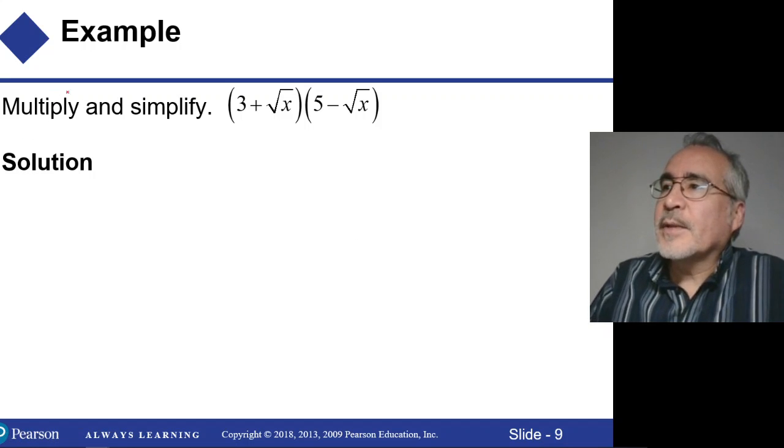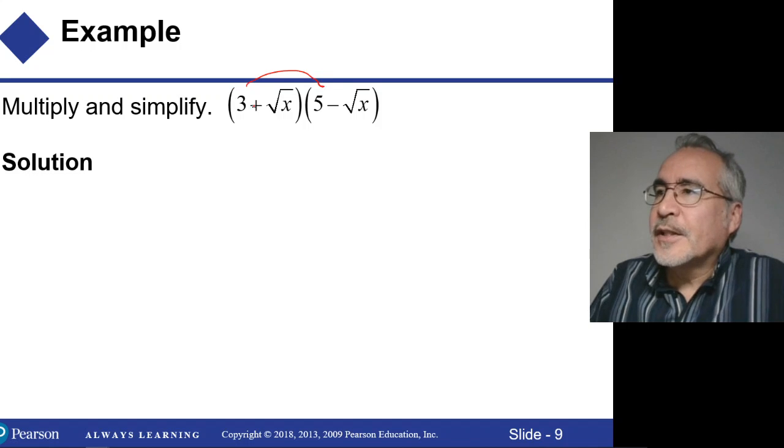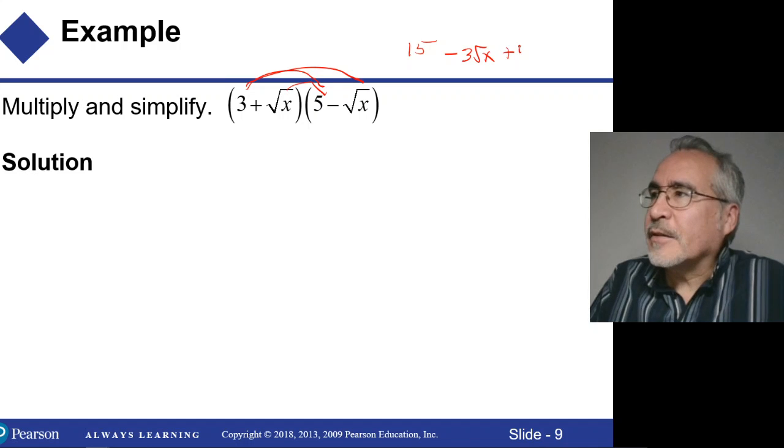Okay, so this is multiply and simplify. What you're going to need from here is to remember FOIL. So 3 times 5 is 15. 3 times square root of x, minus 3 square root of x. Square root of x times 5, that's a plus 5 square root of x. And then square root of x times square root of x, that's going to be, oops, I messed it up. It's a plus and a minus. It's going to be minus x, right? Square root of x times square root of x is going to give us just x.